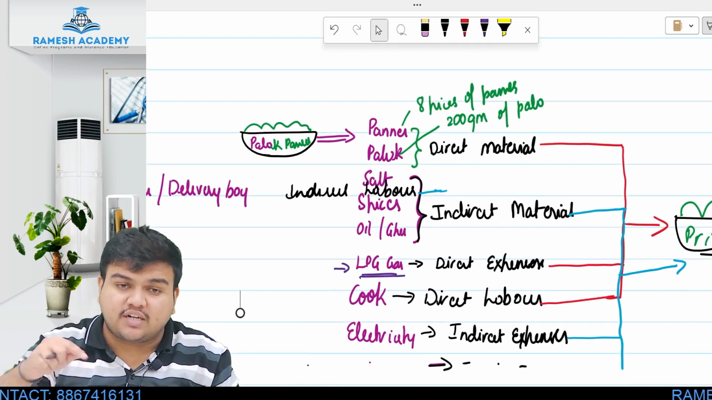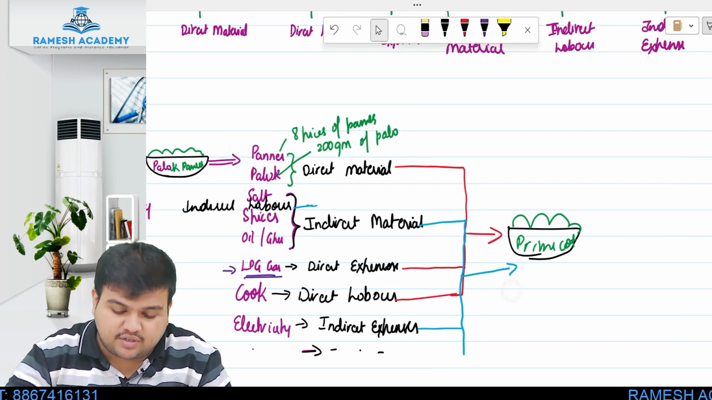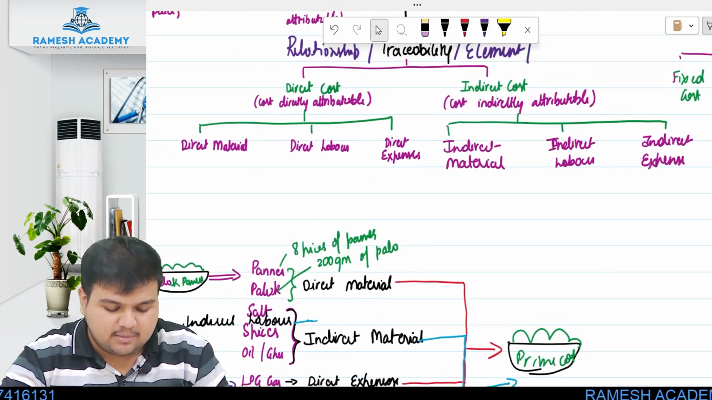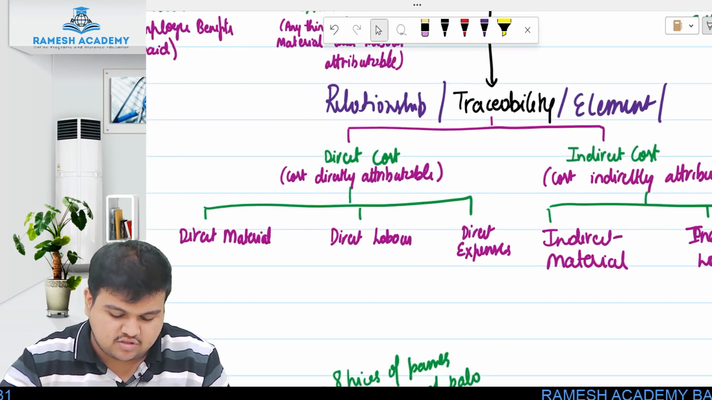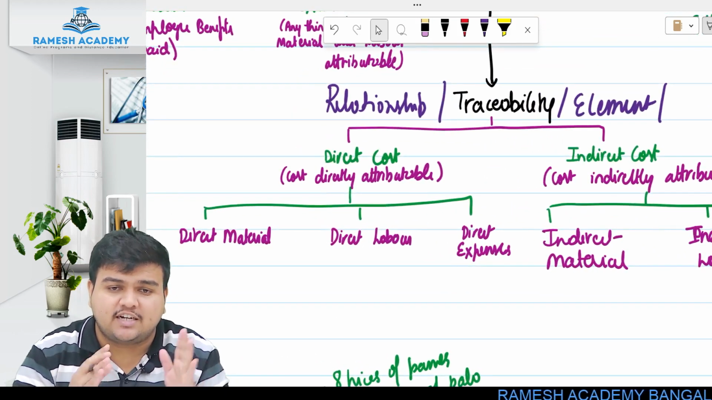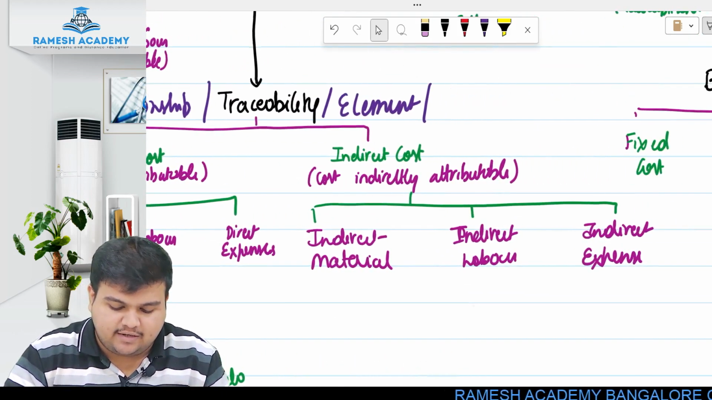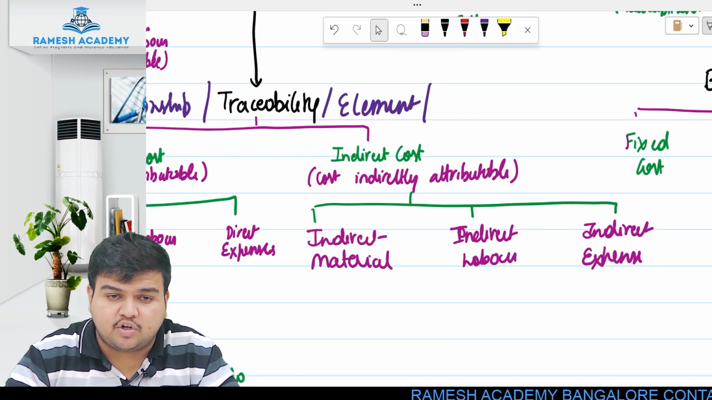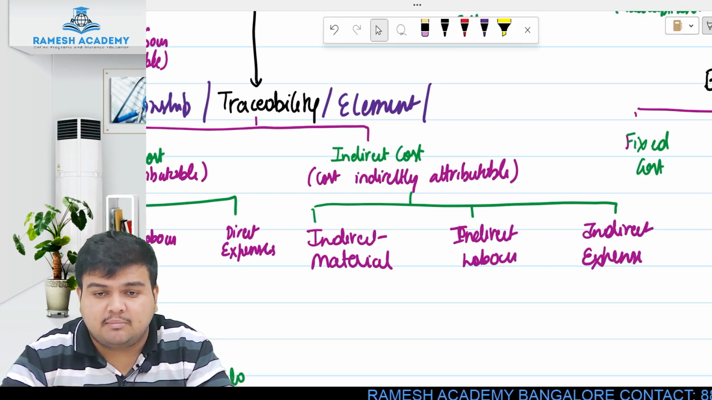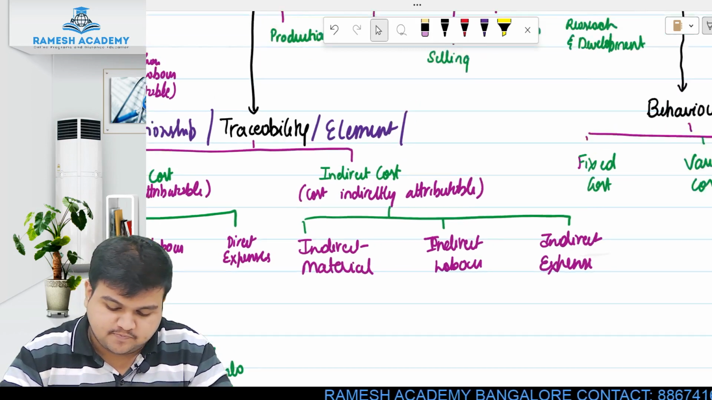You are going to trace this. That is based on traceability. Direct cost, cost directly attributable: direct material, direct labor, direct expenses. Indirect cost, cost indirectly attributable: indirect material, indirect labor, and indirect expenses.